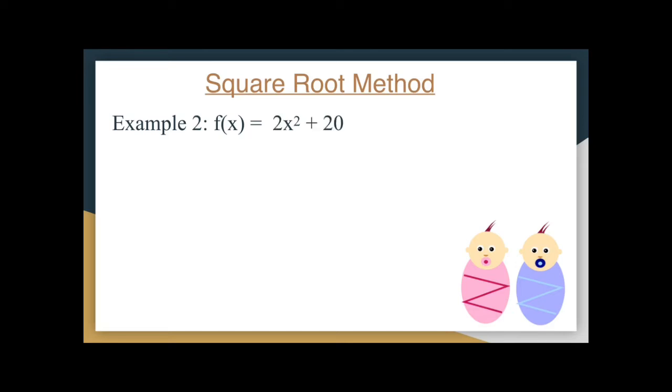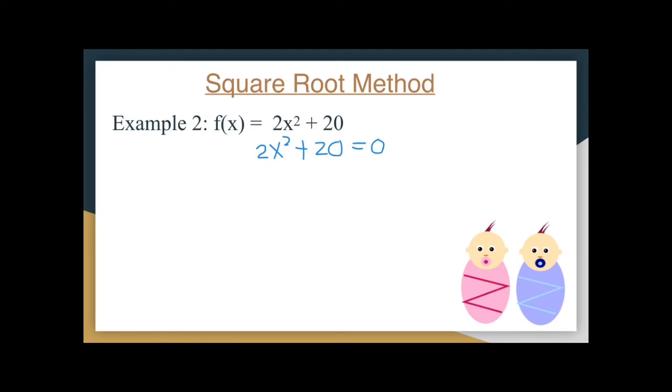Now, let us go over example number 2 this time, and the same thing, make your own steps so that you can easily follow what's happening in the whole solution. So our first step is always to create an equation from our function by setting the function to 0. So you have 2x squared plus 20 equals 0. That's always the first step.